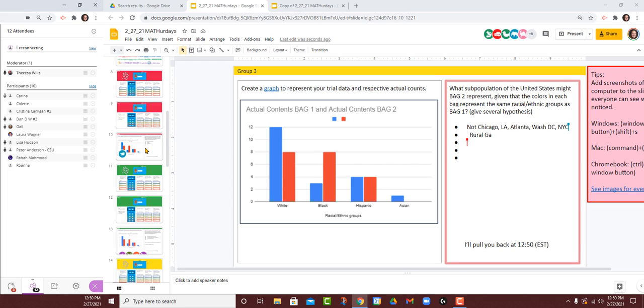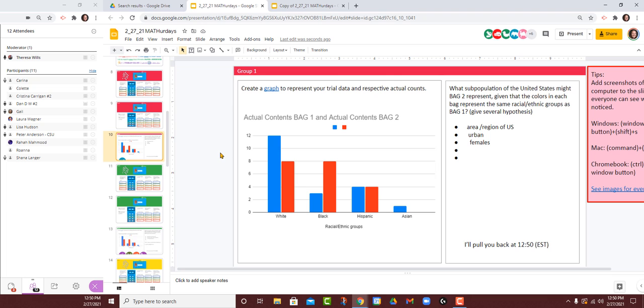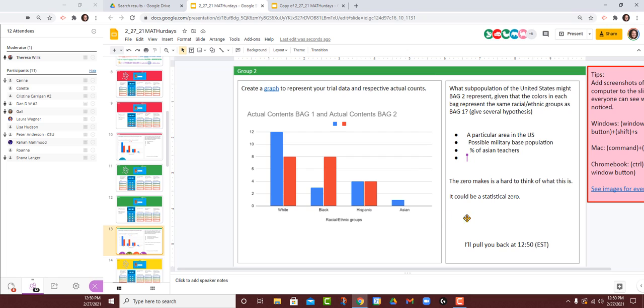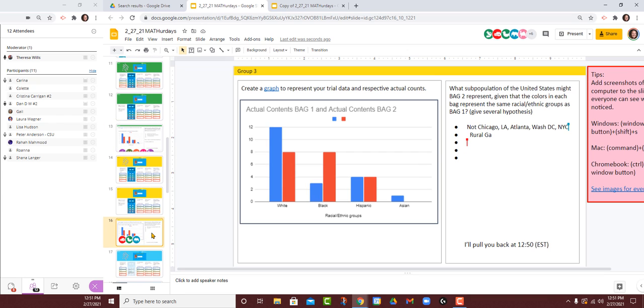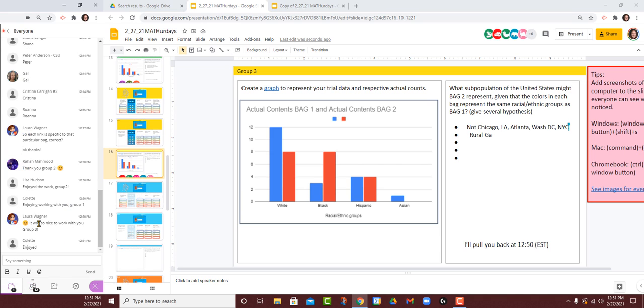So let's take a peek at what we think that subpopulation is. Our red group says areas or regions of the U.S., urban or female. Our green group says a particular area in the U.S., possibly a military-based population, or percent of Asian teachers. And group 3 thought of places where it might not be: Chicago, LA, Atlanta, Washington, D.C., maybe rural. So there's lots of great predictions.